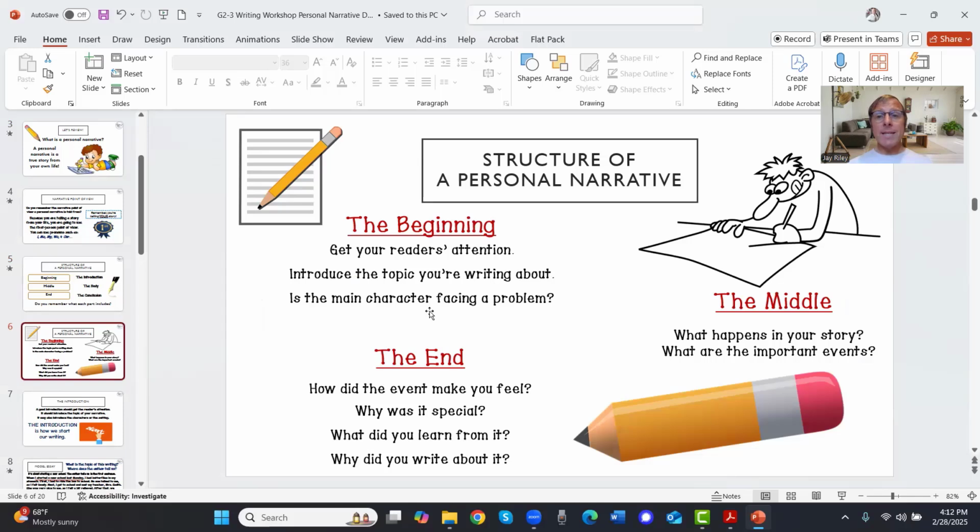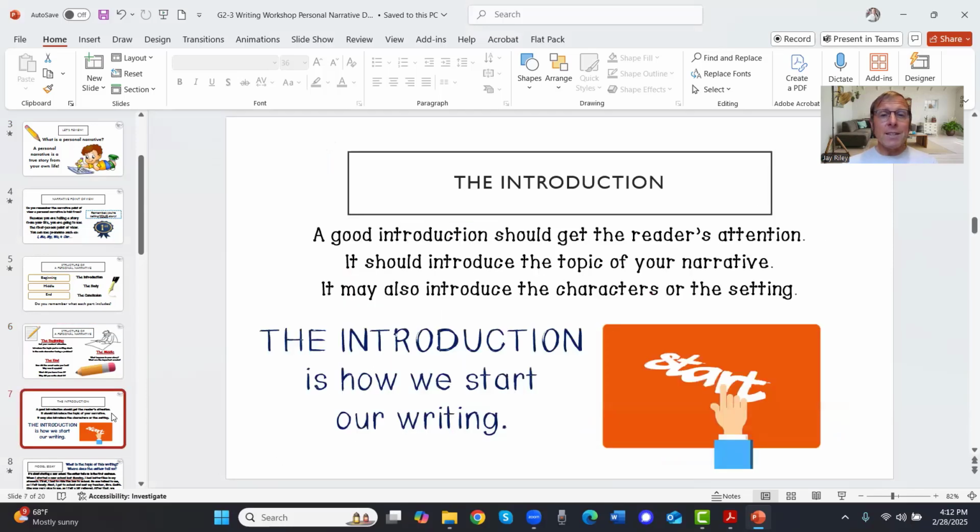In the middle of the essay, we're going to develop the plot, and we talked about how we can use great sequence words to do that. And finally, at the end of the story, we want to share how this experience made us feel. And in our last video, we talked about adding precise language and figurative language to get our audience to understand exactly how we're feeling. So today, let's talk a little bit about our introduction.